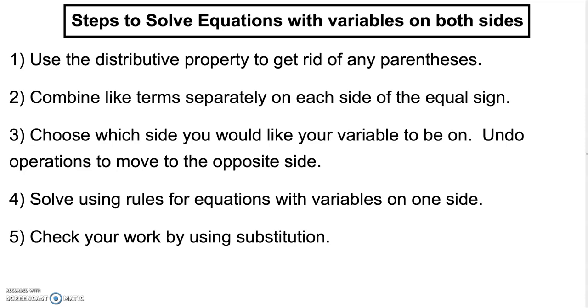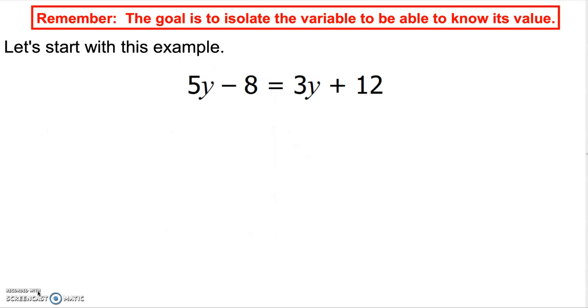Next, we'll choose which side you would like your variable to be on. It doesn't matter. The operations there just have to be undone to move to the opposite side. Number 4, solve using the rules for equations with variables on one side. And then after, check your work by using substitution. Remember, the goal is to isolate the variable to be able to know its value. So we have to get one variable equal to its value at the end.